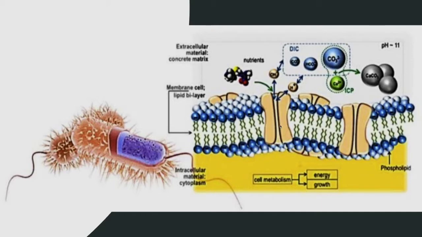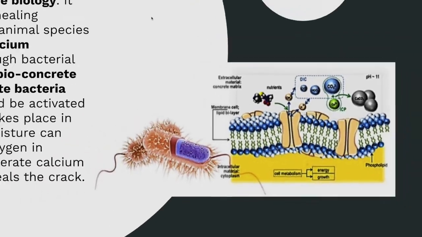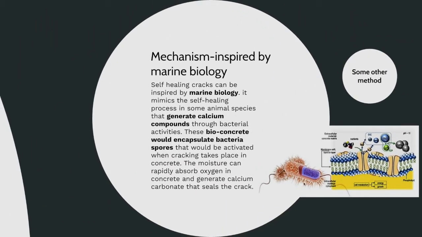Okay, so this is the lipid bilayer. Lipid means roughly it's fat, phospholipid. And the extracellular matrix is the matrix for the concrete. So by using the idea from the animals, we can also implement it in concrete.